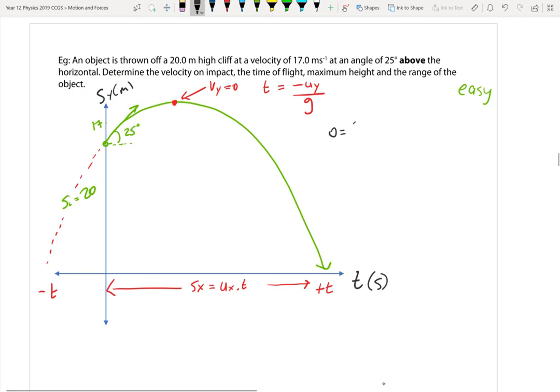Would somebody mind telling me what Uy is? 7.18 meters per second. So Uy would be 17 sin 25, which they said is 7.18.